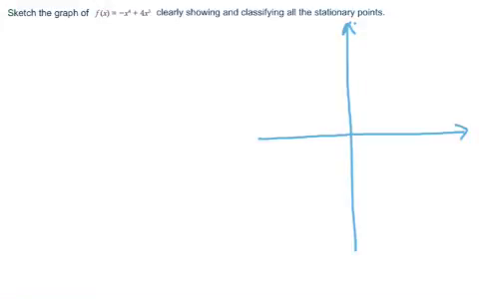Okay, so here's a typical curve sketching, no calculator question, where you're given a function that you probably don't know what it looks like, and you need to sketch it, showing, and the instructions say you have to clearly show and classify all the stationary points. Okay, so the first thing we would need to do here, unless you're instructed otherwise, is to find the zeros of this. Like, where does it cut the x-axis?